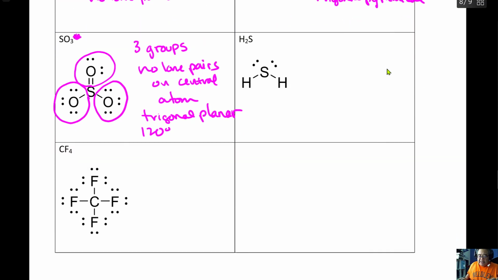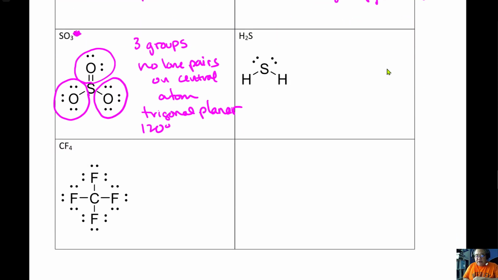So this is what I want you to do. Take these next two, the H2S and the CF4, and determine what the electron and molecular geometries are. I'll pause it here and I'll pick up with the H2S.